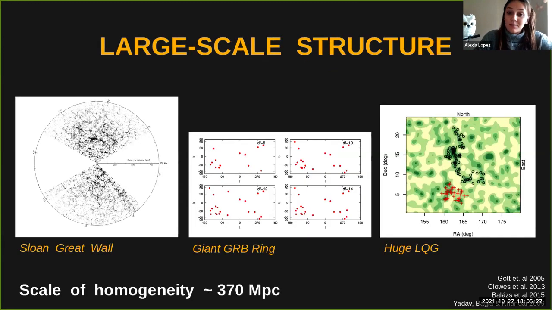This is just a few examples of some of the very large scale structures that exceed the scale of homogeneity. The giant arc is the fourth largest large scale structure. And together, all these structures raise important questions for the validity of the cosmological principle.